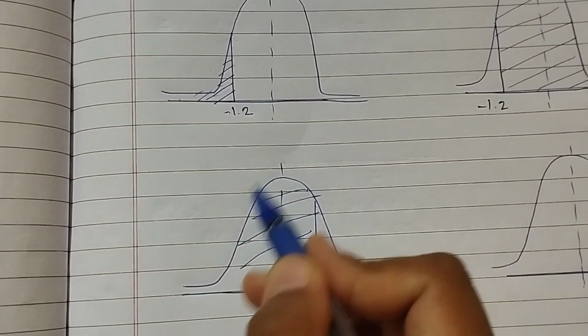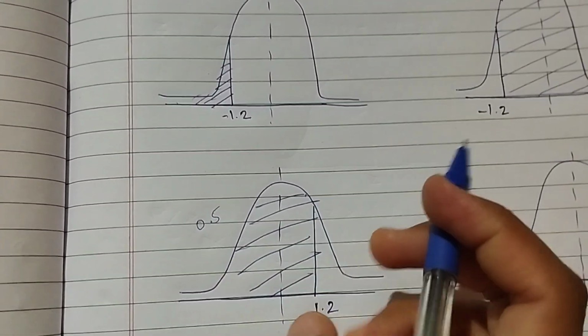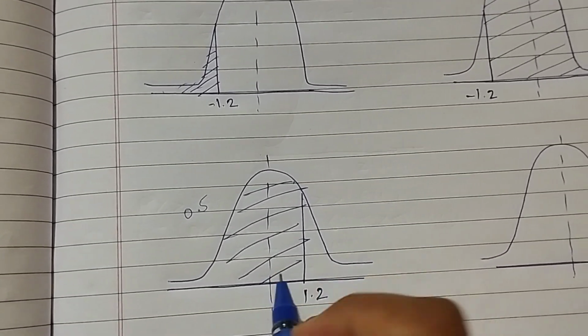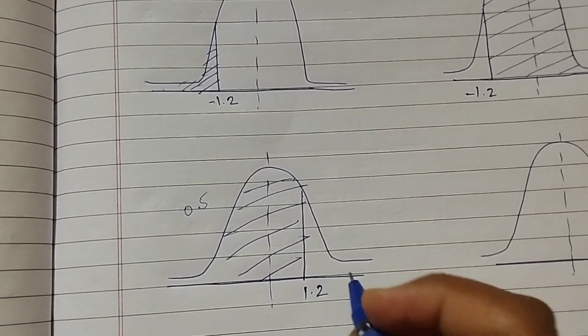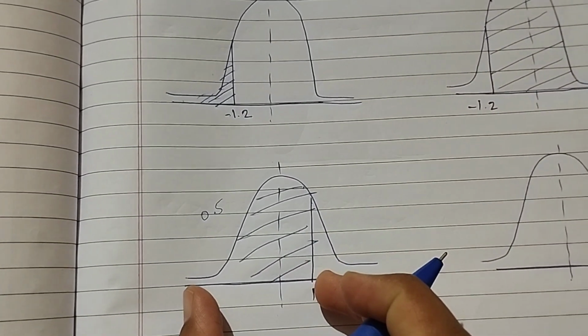We know the upside is 0.5 and only calculate the remaining area which is from 0 to 1.2, and add both these values, we get the total value.